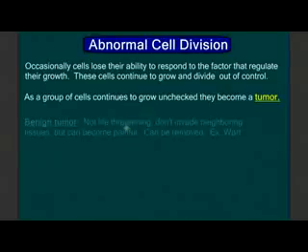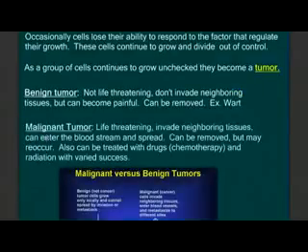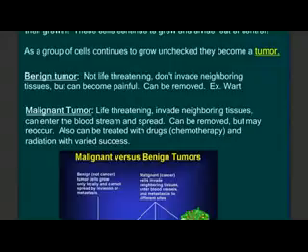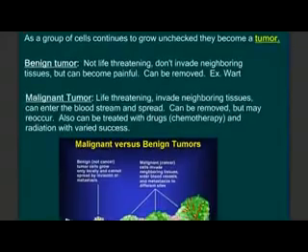And we can categorize tumors as benign or malignant. Benign tumors are non-life-threatening. They don't invade neighboring tissues, though they can become painful. They can press on other organs and cause pain, and certainly cause problems that way. Oftentimes they can be pretty easily removed. An example of a very simple benign tumor is something as simple as a wart.